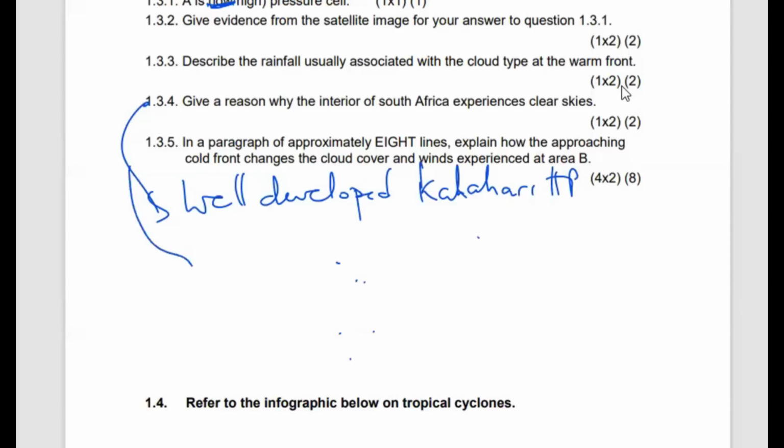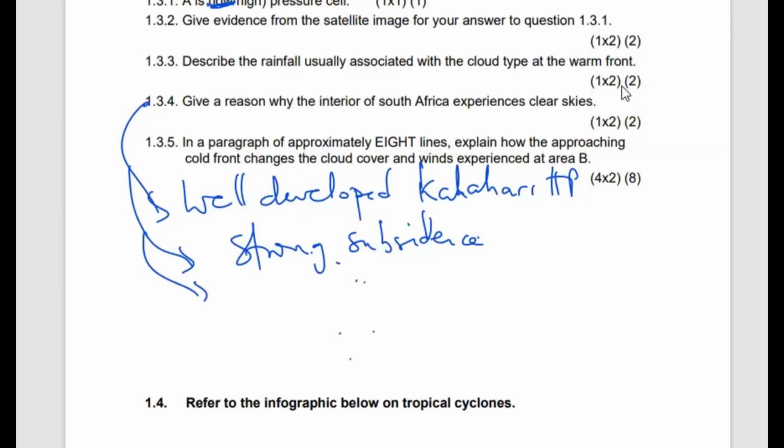There will be strong subsidence, there will be strong sinking air, meaning to say chances of cloud formation are very limited and there will be clear skies over the interior. Right, that is one dominant reason. And also we can talk of strong subsidence to add to that. If there's strong subsidence, it means there's strong sinking air and ultimately we cannot have cloud formation. That is why we have clear conditions over the interior.